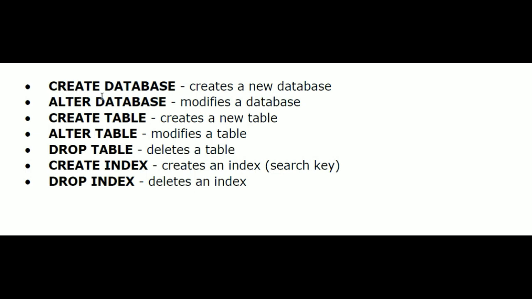The first command is create database, which is used to create a new database. The second command is alter database, which is going to modify the properties of a database. The third command is create table. After creating a database we are going to create a new table. The fourth command is alter table, which is going to modify the properties of a table. The fifth command is drop table, which is used to delete the contents of the table or delete the complete table. The next one is create index, which is used to make searching of the values in a table very easy based upon a particular search key. And the last one is drop index.